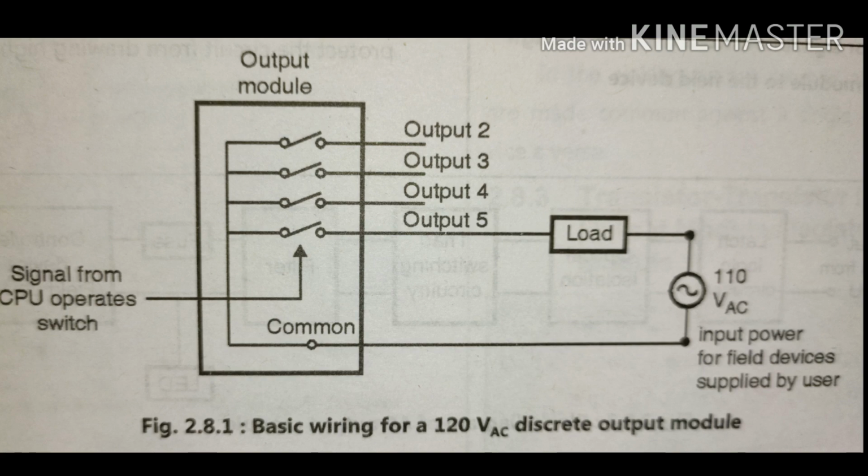Okay, so this is the diagram, right? See, from the left side, signals from the CPU operate the switch. Okay, the common terminal is there. Various output signals are taken, and our output is connected with the load. Okay, the input power supply is given to the field devices.